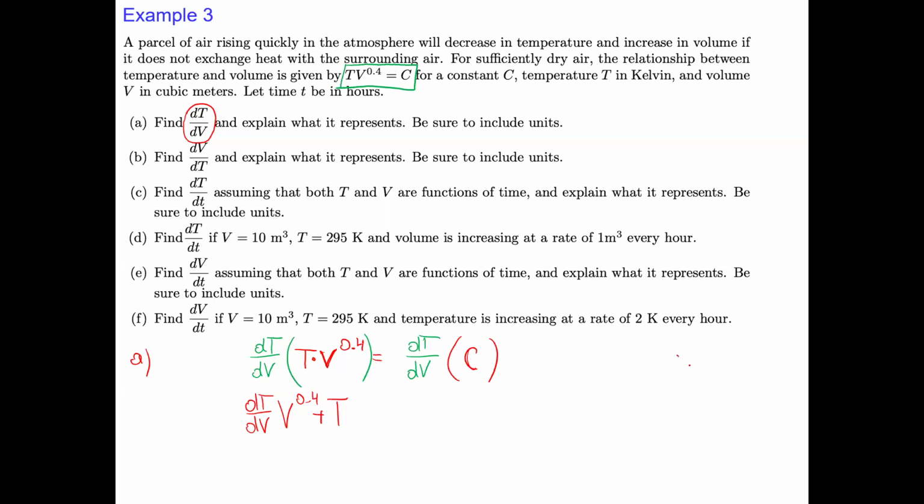That means it will be like x to the power of 0.4. Derivative is 0.4 x to the power of 0.4 minus 1, which is negative 0.6. So 0.4 V to the negative 0.6. And then the derivative of the constant is 0.